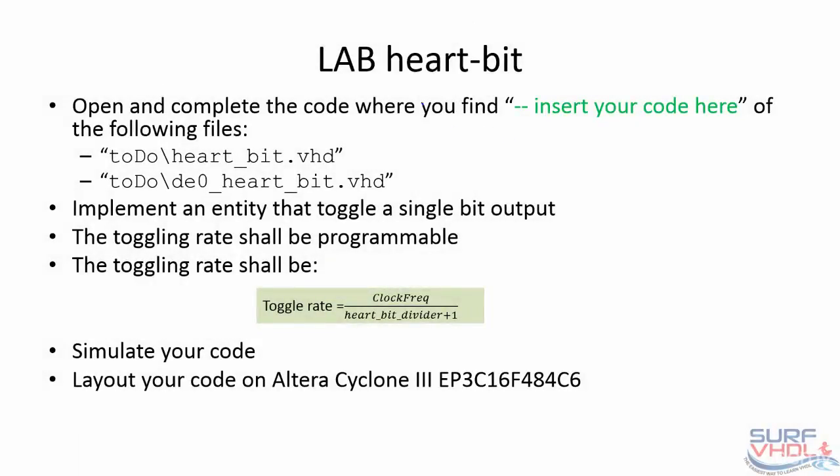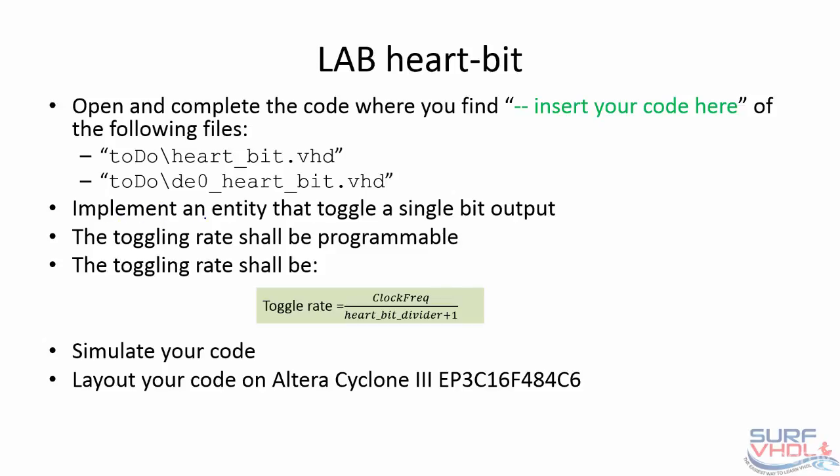Let's start with the first lab, the heartbeat lab. To complete this lab, you have to open the VHDL code where you find "insert your code here" in the following files. In the folder to do, open the heartbeat.vhd file and the DE0 heartbeat.vhd. This is the top level, and that is a component to instantiate in the top level.